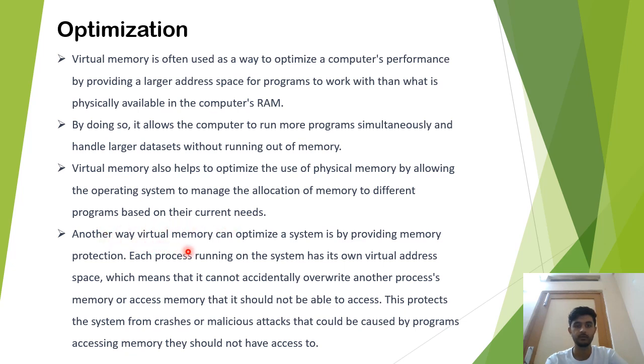Another way virtual memory can optimize a system is by providing memory protection. Each process running on the system has its own virtual address space, which means that it cannot accidentally overwrite another process memory or access memory that it should not be able to access. This protects the system from crashes or malicious attacks that could be caused by programs accessing memory they should not have access to.